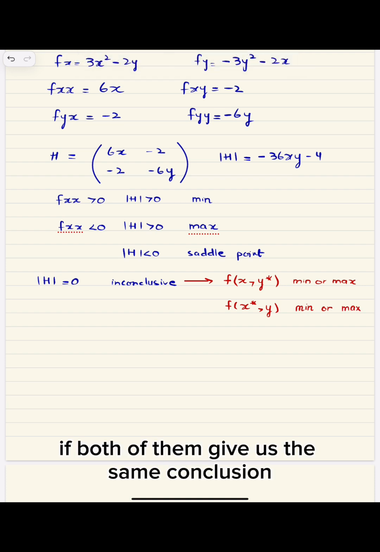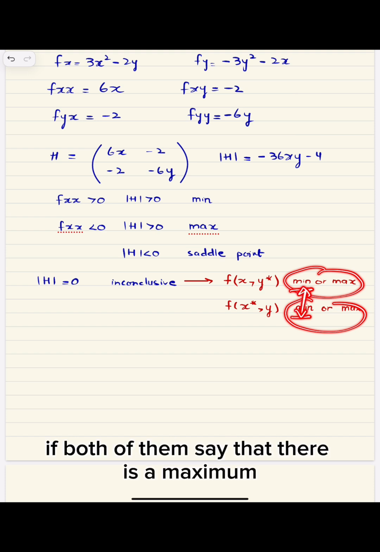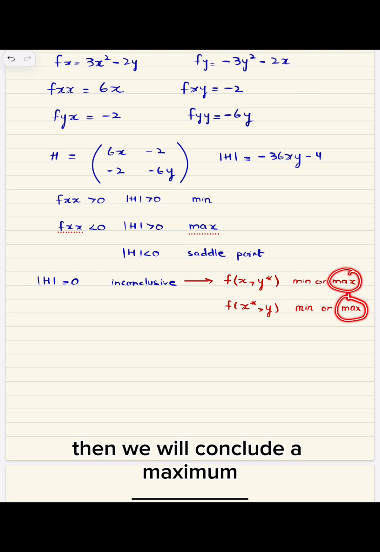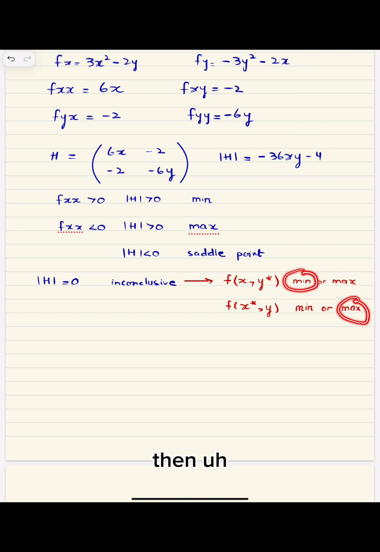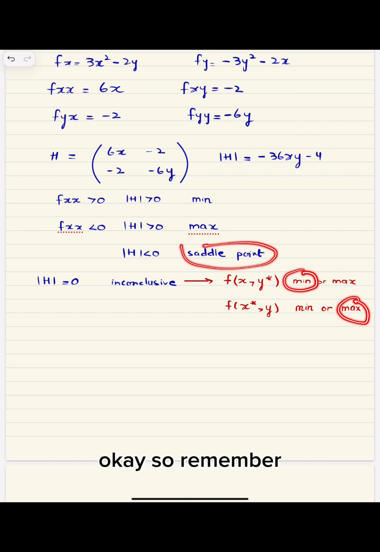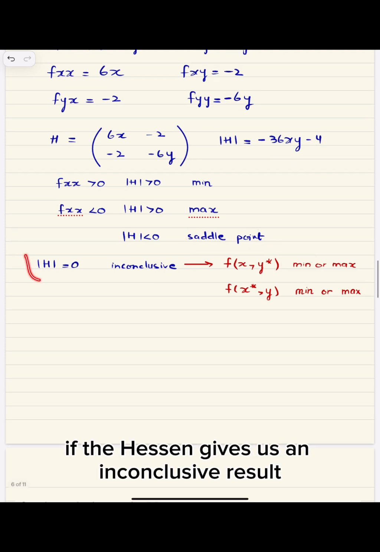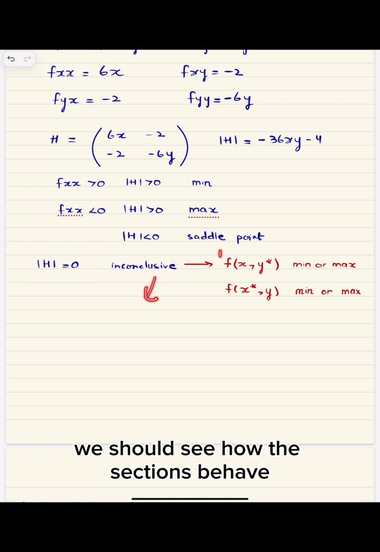If both of them give us the same conclusion, then we will say it's a local minimum. If both of them say that there's a maximum, then we will conclude a maximum. But if one says a minimum and the other says a maximum, then we will conclude that we have a saddle point. Okay, so remember, if the Hessian gives us an inconclusive result, then we shouldn't end the question here. We should see how the sections behave.